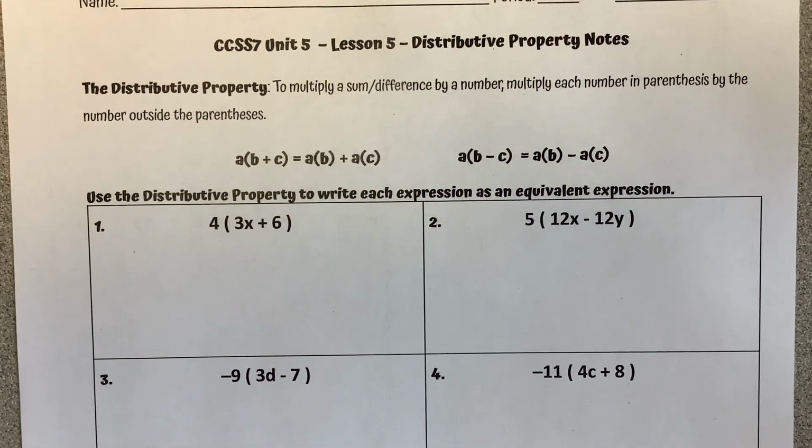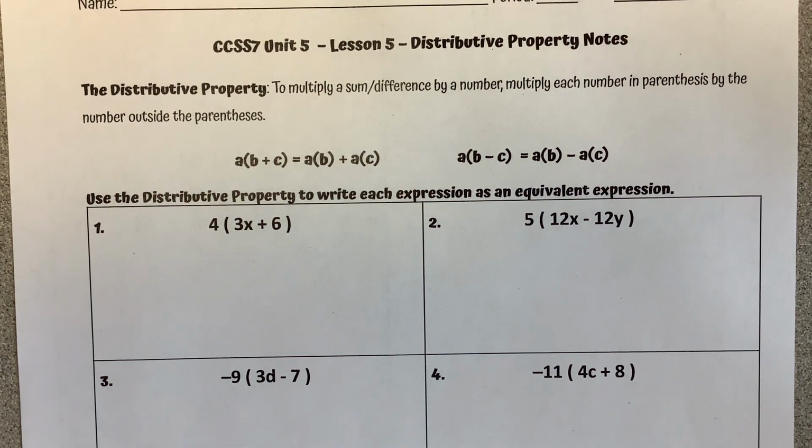For this lesson, we are going to be looking at the distributive property. The distributive property is to multiply a sum or difference by a number. You multiply each number in the parentheses by the number outside the parentheses.